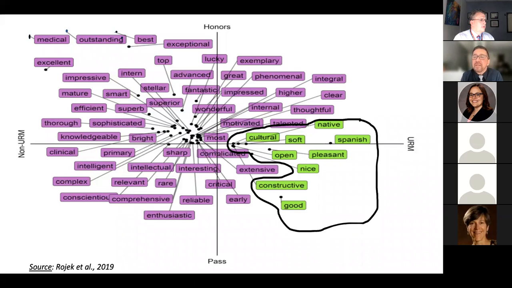What strikes me about this is, somebody does say more focus on clinical competencies. What strikes me is if you look at the upper left-hand side, words like excellent, medical, which I assume is associated with competencies, outstanding, best, and exceptional, I think all could be associated with competencies, and words very frequently used to describe those students who received honors. And then blank on the right-hand side.